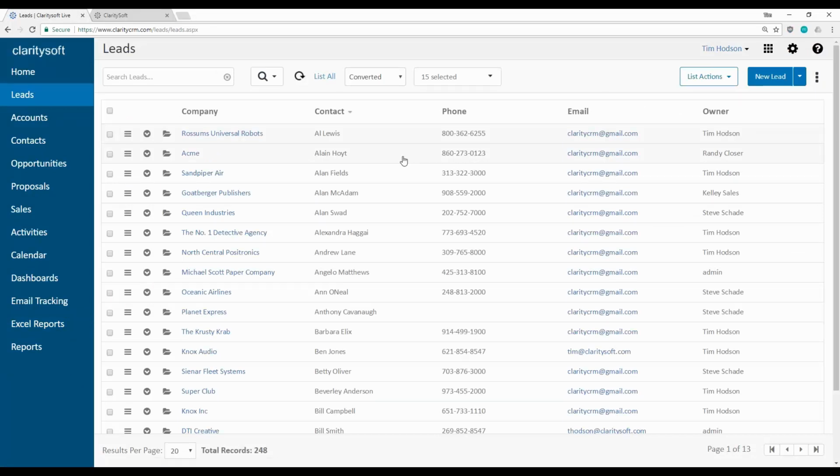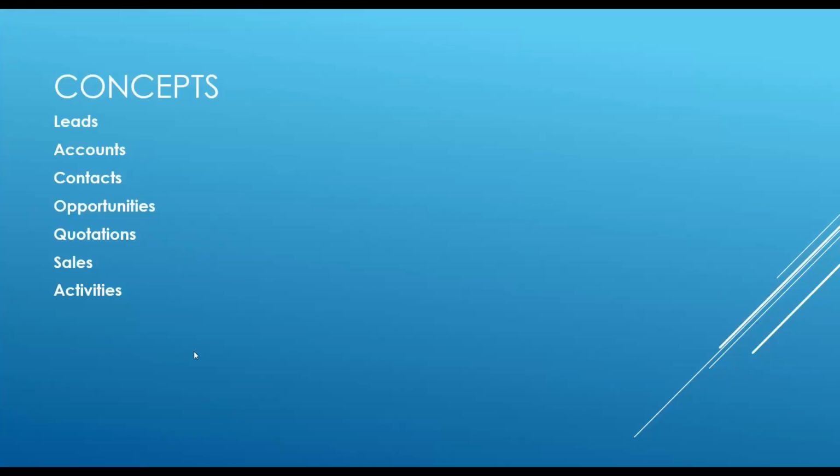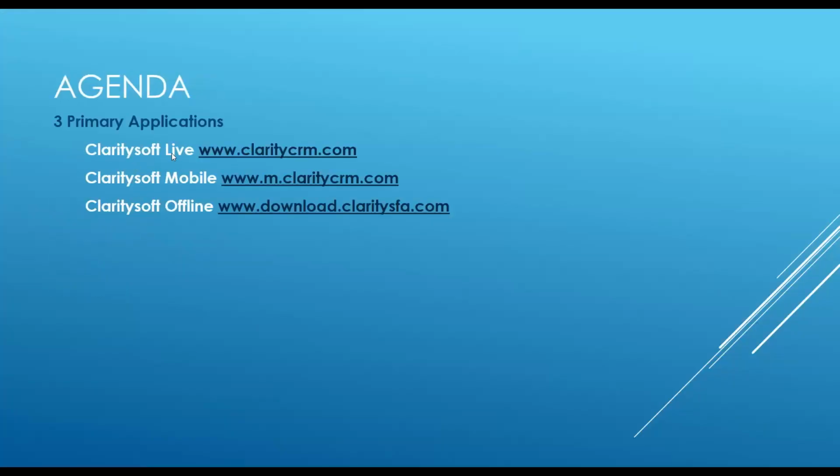And I want to take a minute here and talk about the different applications. Many of you are using Claritysoft Live. This is your browser interface, but there are multiple ways that you can access this CRM. As I mentioned earlier, we have Claritysoft Live, Claritysoft Mobile, and offline. So Claritysoft Live is your browser interface. You go to claritycrm.com and access it there. It's available on any computer, any device. You can go in and access your CRM.